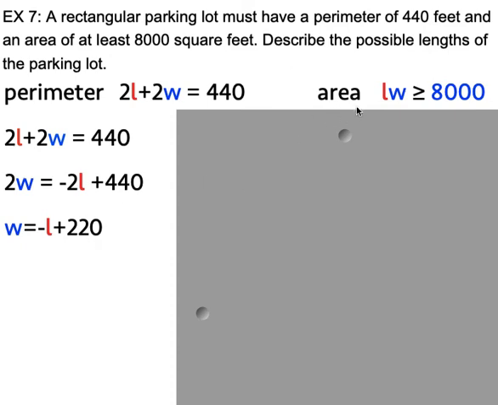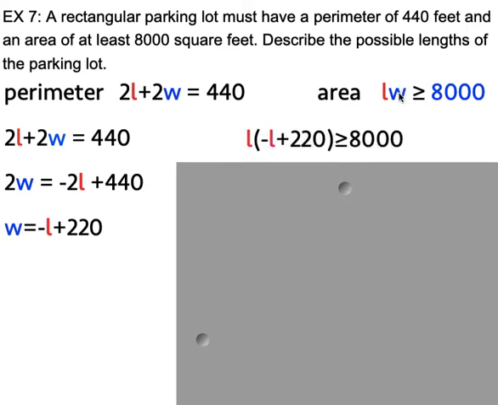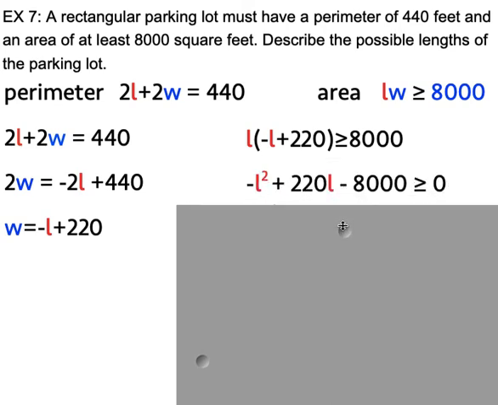Now, we want possibilities, which means we got to go with this formula over here. Somehow I need to put this formula on the left into this formula on the right. So that's what I did. Where I saw width, I put in -L plus 220. Now, this gives me possible lengths, but unfortunately, it's not really helpful at this point since it has an inequality. So I decided maybe I need to solve this. So next, I distributed, and I moved the 8,000 over. Reason being I wanted it equal to 0.